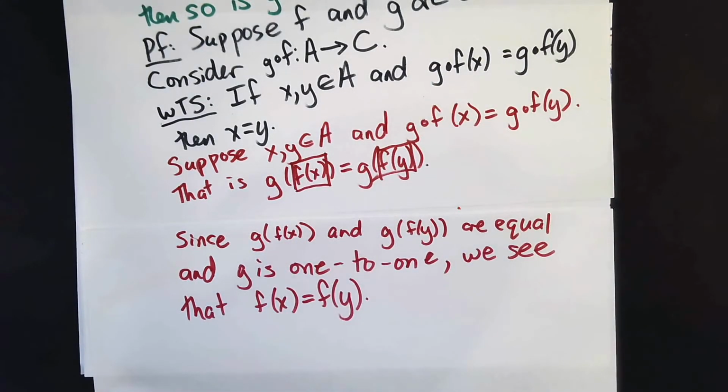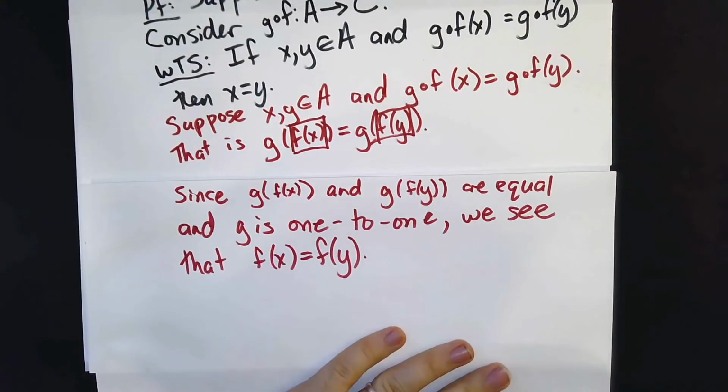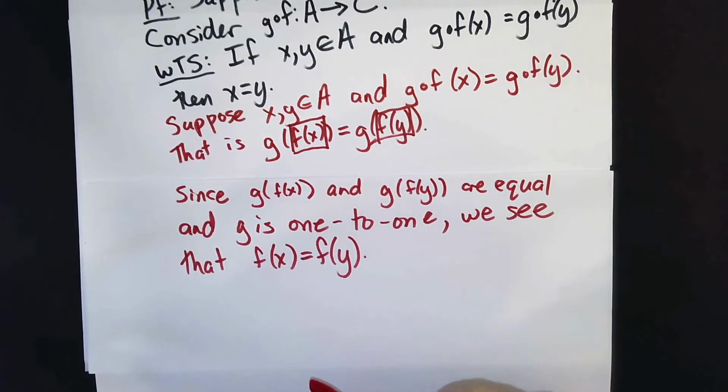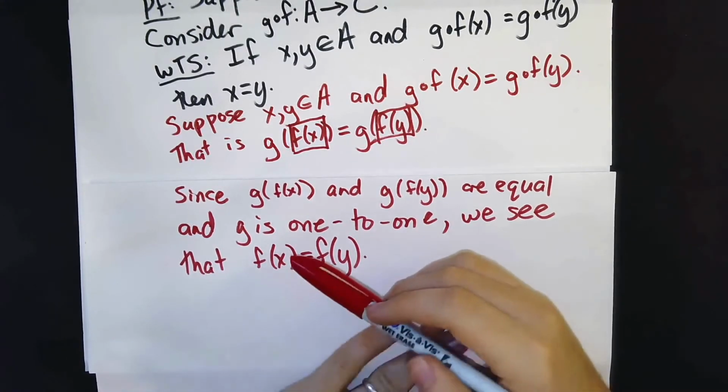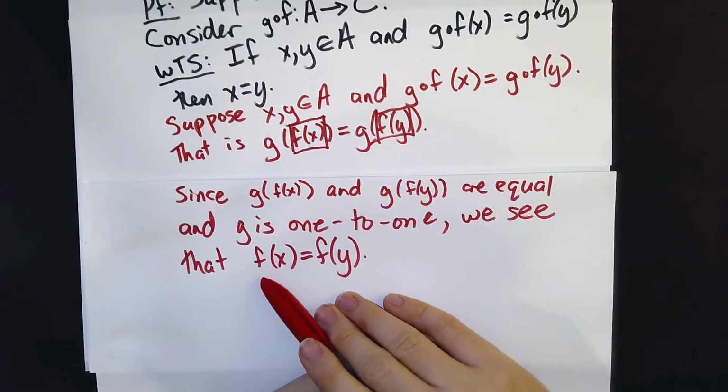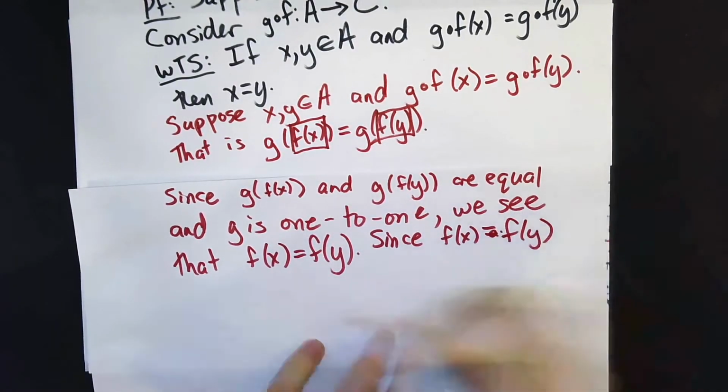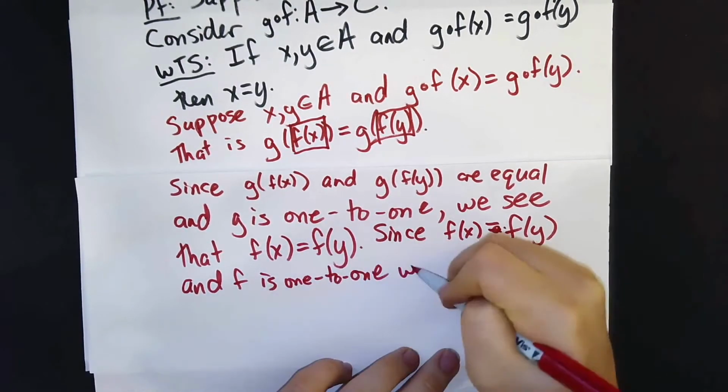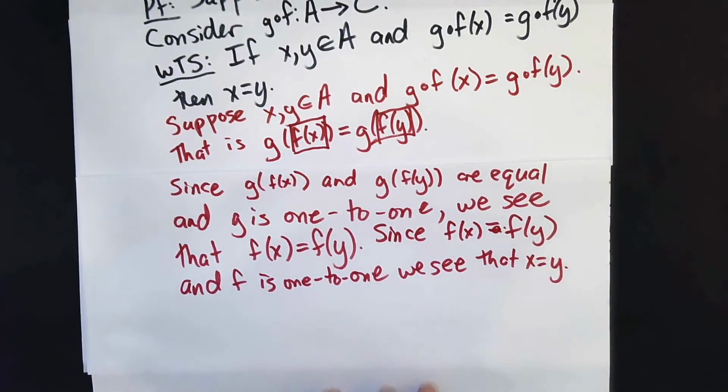So now what do we do? Well, now we actually get the more straightforward application of the definition of one-to-one. Namely, because f is one-to-one, and if I put x and y into f, I get the same output, that tells me that x and y are equal.